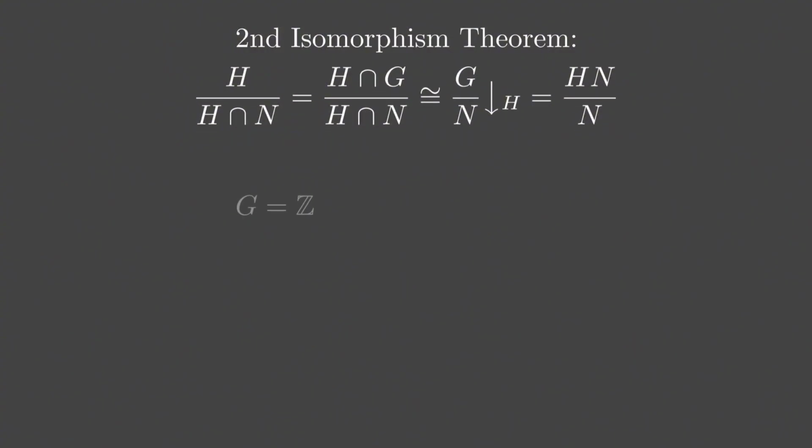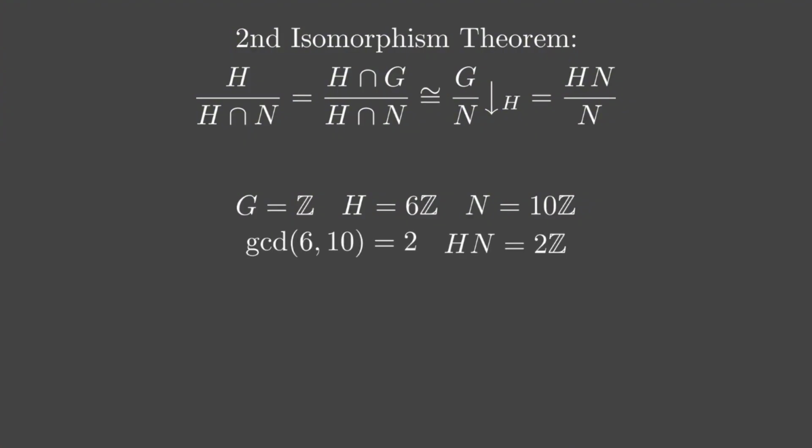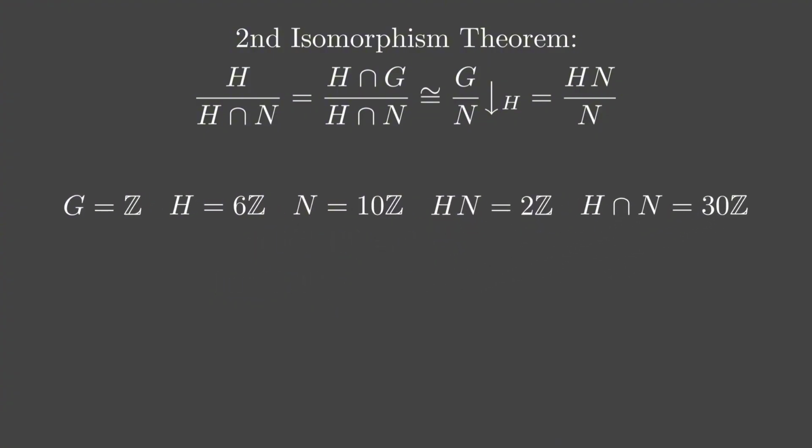We're going to take G to be the integers Z, and H to be multiples of 6, and N to be multiples of 10. I've chosen the numbers 6 and 10 so that they have a factor in common, i.e. they're not coprime, so that HN, the combinations of additions, isn't the entire group G. We can easily compute that HN is multiples of 2, the greatest common divisor of 6 and 10, which could be obtained by prime factorization or the Euclidean algorithm, and H intersected with N is multiples of 30, the lowest common multiple of 6 and 10.